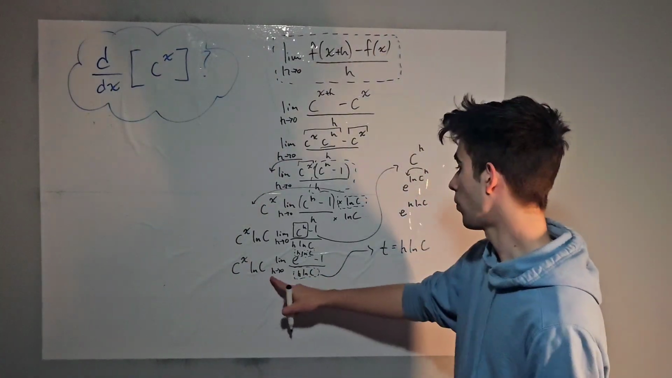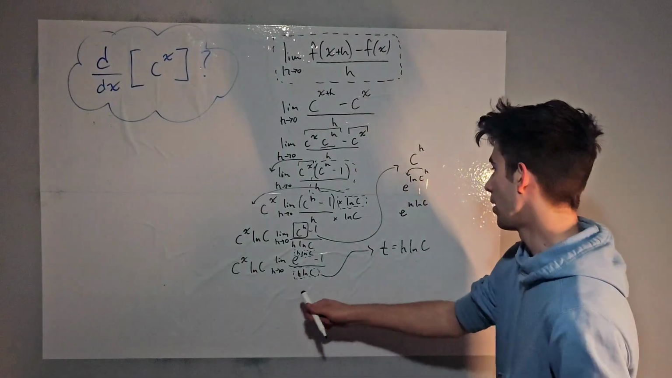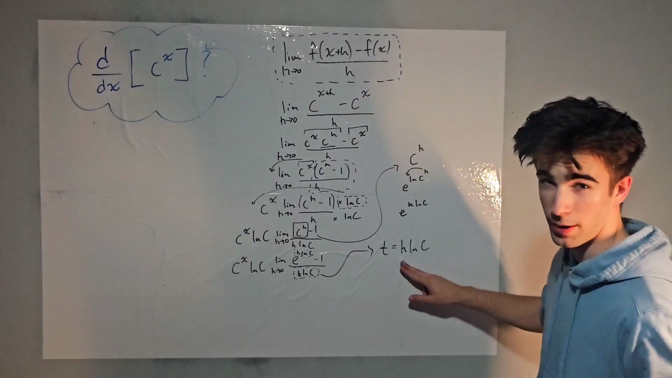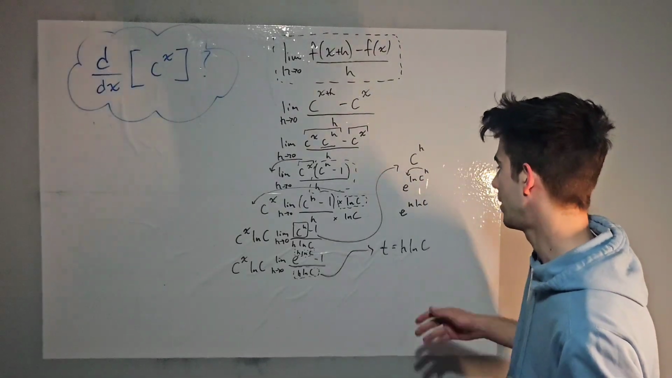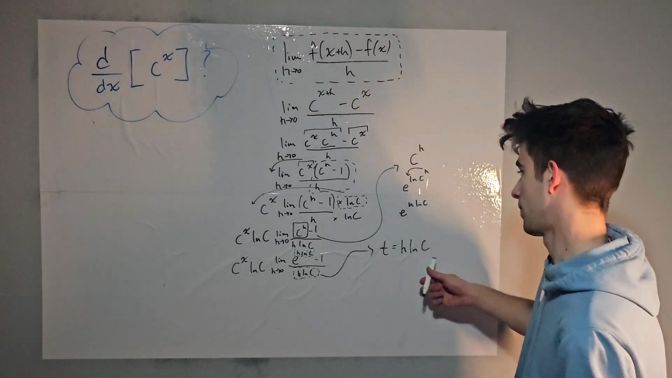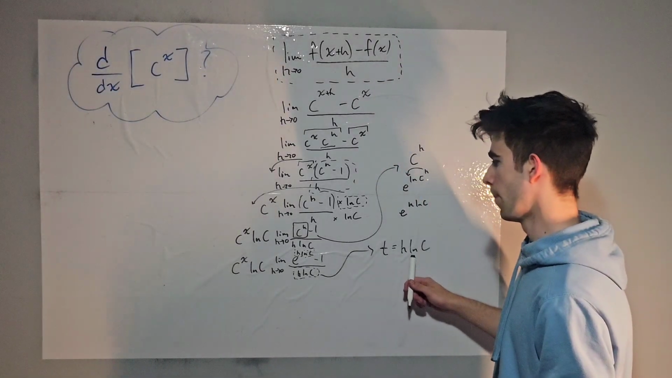So we're going to need to swap our limits. How do we do that? Well, we're going to figure out what t approaches as h approaches 0. And as h approaches 0, we could just plug in 0. It's not in the denominator or anything. If we plug in 0, 0 times the natural log of c will just be 0. So t will approach 0 as h approaches 0.